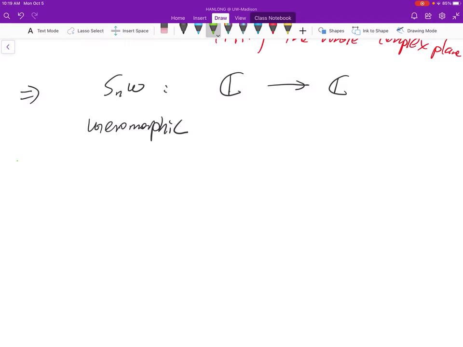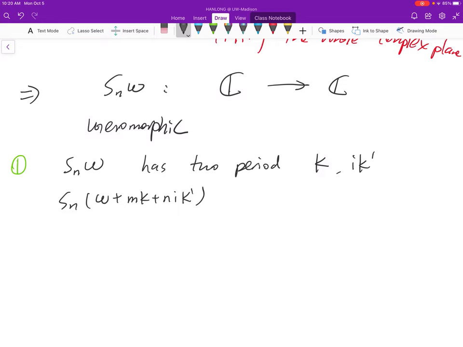Firstly, Sn omega has two periods, k and k prime, that is, Sn of omega plus mk plus nik prime is Sn omega. This is a two-period function.